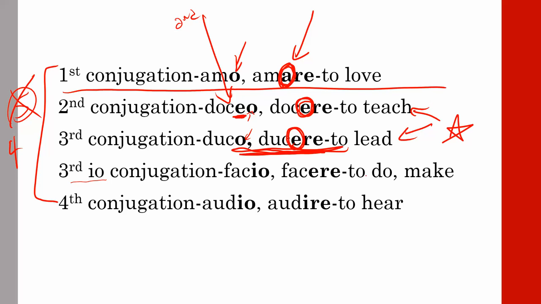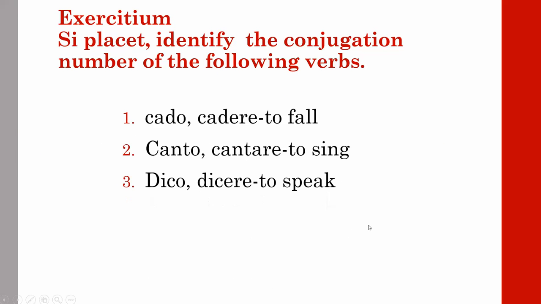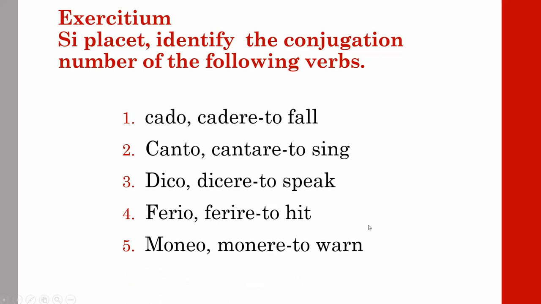Third IO has an IO, hence the name, and it has an ERE, just like third. Fourths all have an IO and an IRE. Really, for fourths, all you need to do is look here, and you'll be okay. So I'm going to put up some verbs, and I want you to pause again and see if you can recognize conjugation. I'll tell you the answer momentarily.